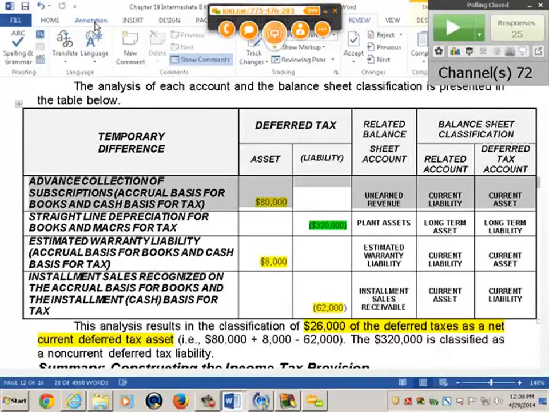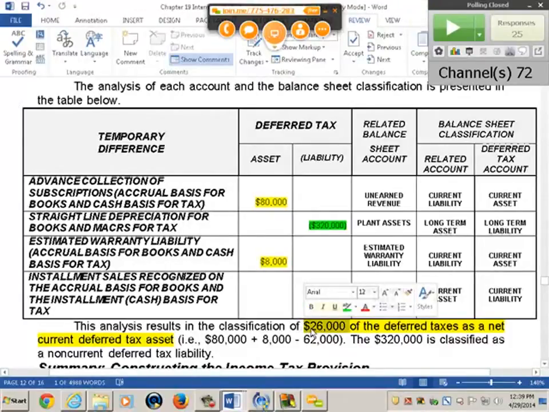We paid less tax today. We have a DTL, but since this is part of normal operations, if installment sales are part of normal operations, that receivable is going to be current, and as a result, the deferred tax account is also current. Now, assuming the right to offset exists, we're going to take the current DTA of $88,000 and offset it against the current DTL. That means we're going to have on our balance sheet.